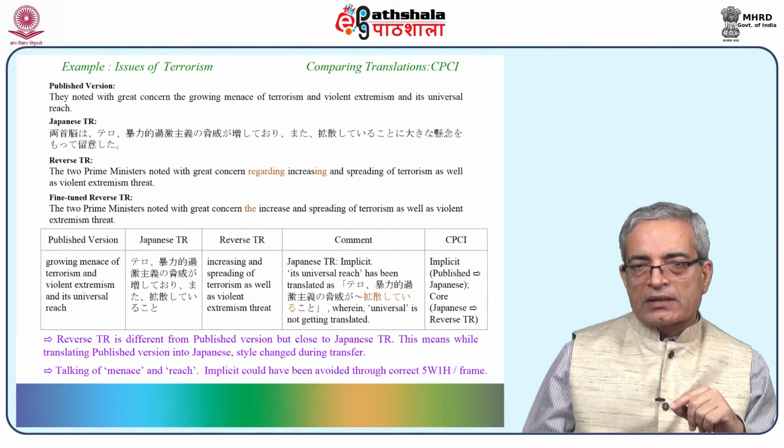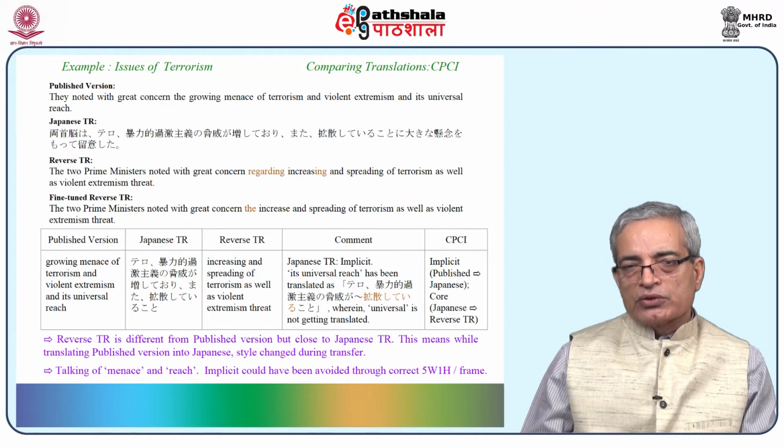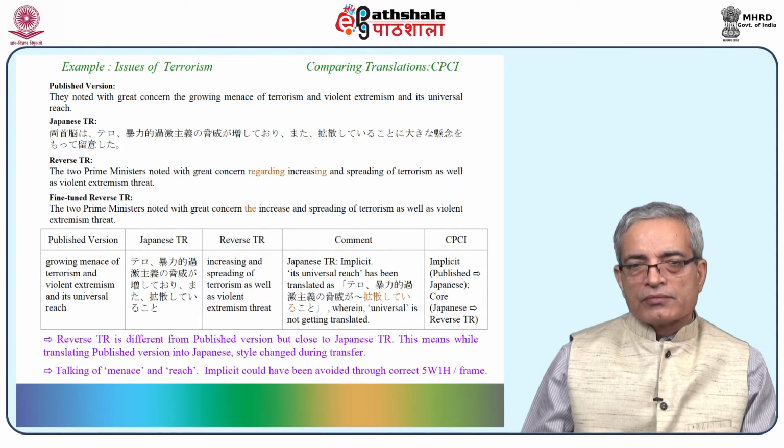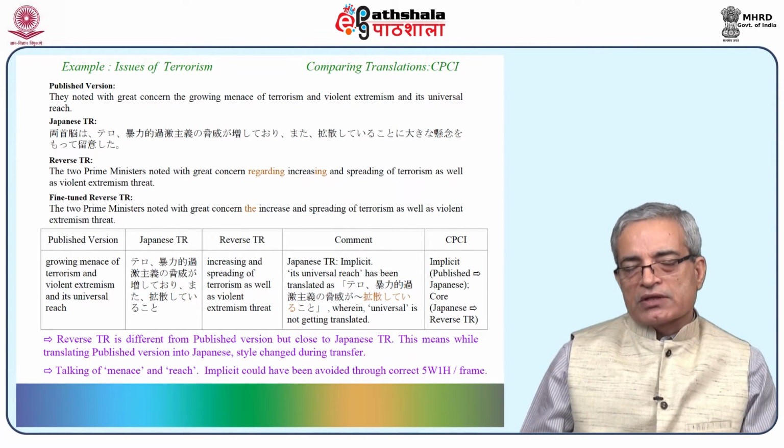In the Japanese TR it is implicit. Its universal reach has been translated as tero, then boryokuteki kageki shugi no kyoi ga kakusanshiteiru koto, wherein universal is not getting translated in the Japanese. So it's implicit in that manner, and from the Japanese TR to the reverse is core. So the reverse TR is different from the published version but close to the Japanese TR, which means that while translating the published version into Japanese, the style changed during this transfer. Now, talking of menace and reach, the implicit could have been avoided through correct 5W1H, or maybe 5W1H plus frame approach.